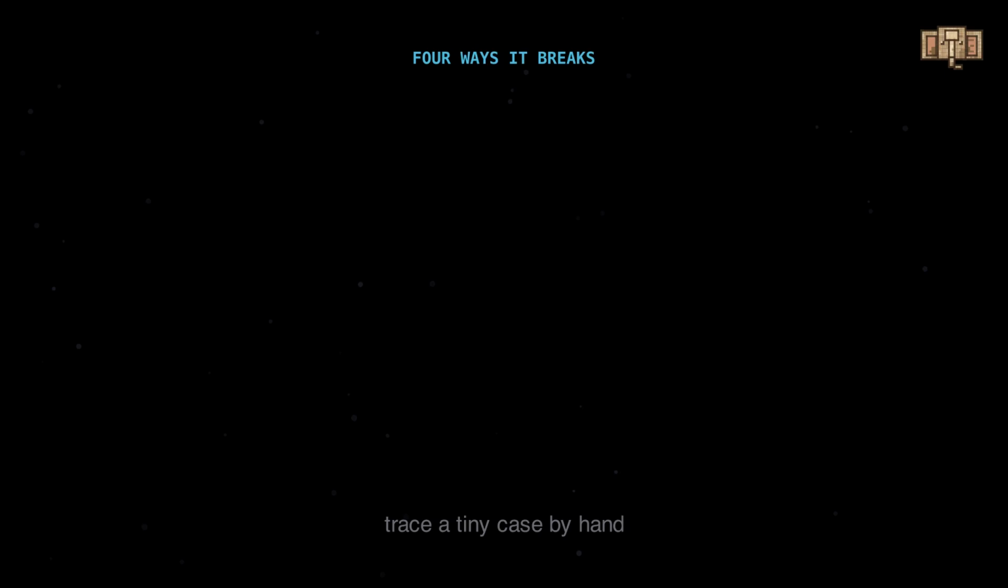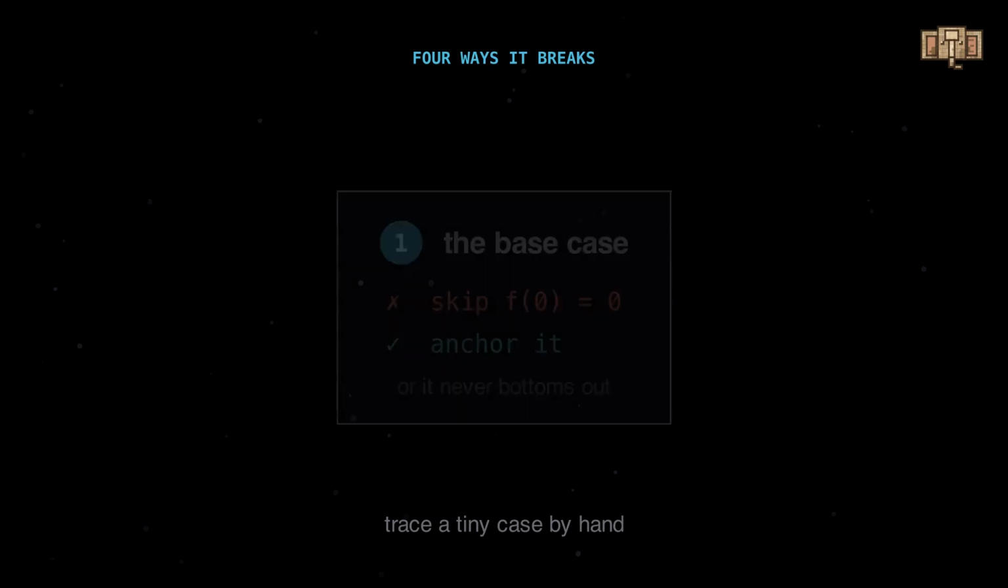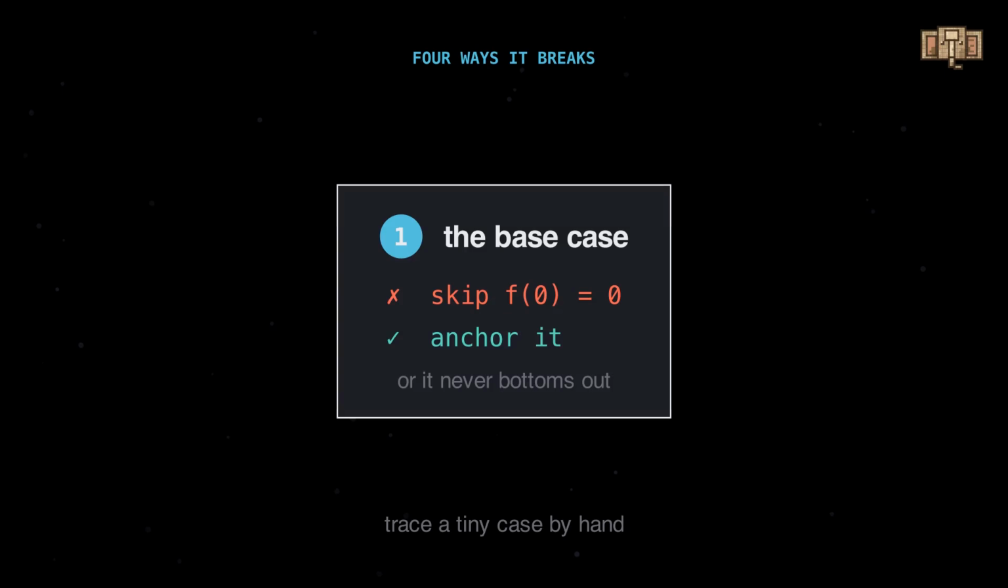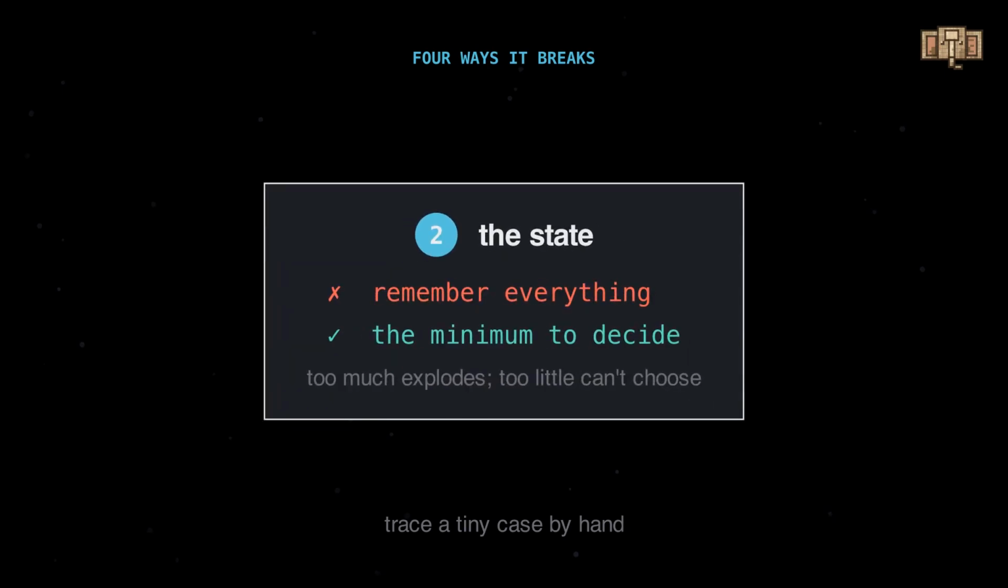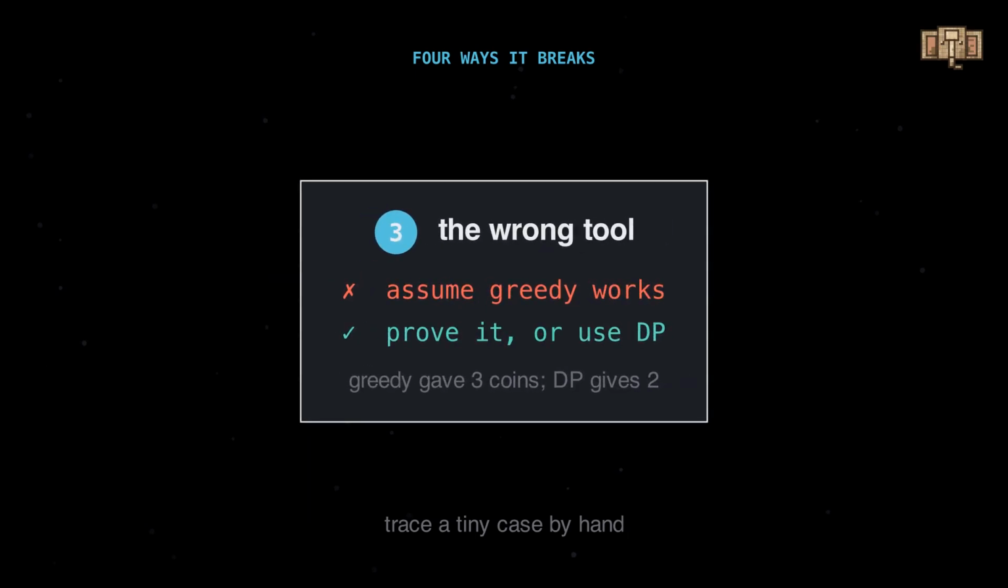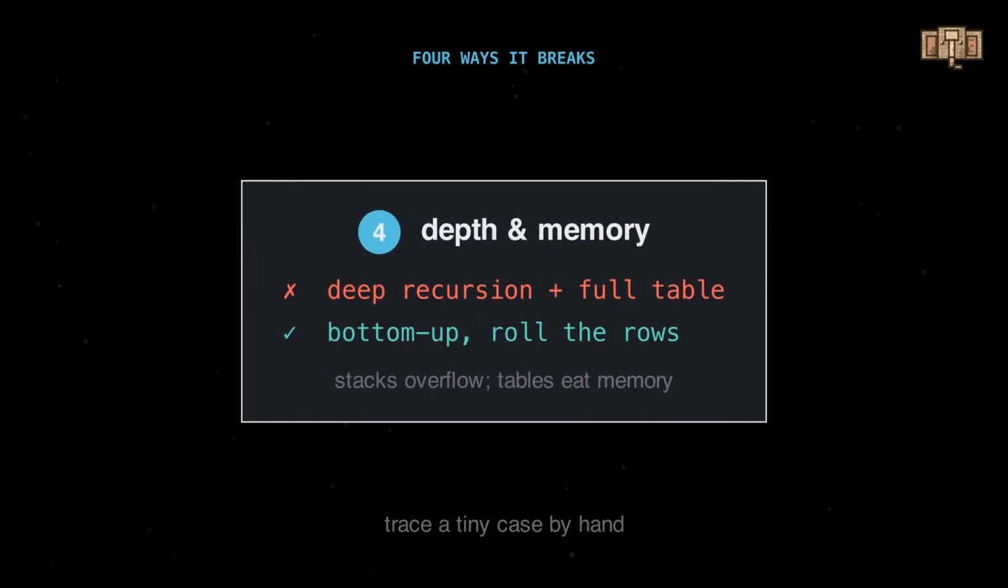Finally, 4 traps to watch for. 1. A missing base case. 2. A state that is too big or too small. 3. Reaching for greedy when it simply isn't safe. And 4. Recursion too deep or tables too huge. Trace one tiny case by hand, and the bug always shows itself.